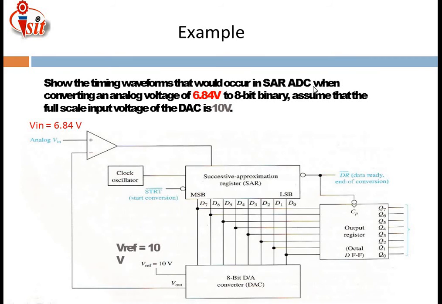that is a SAR ADC, that means analog to digital converter, when converting an analog voltage of 6.84 volt to 8-bit binary. Assume that the full scale input voltage of the DAC, that means digital to analog converter, is 10 volt. This is just an example I have taken, and here I have drawn the block diagram related to this. The input voltage applied here is 6.84 volt as they have given. Then the full scale input voltage of the DAC is 10 volt, which is considered as the reference voltage.